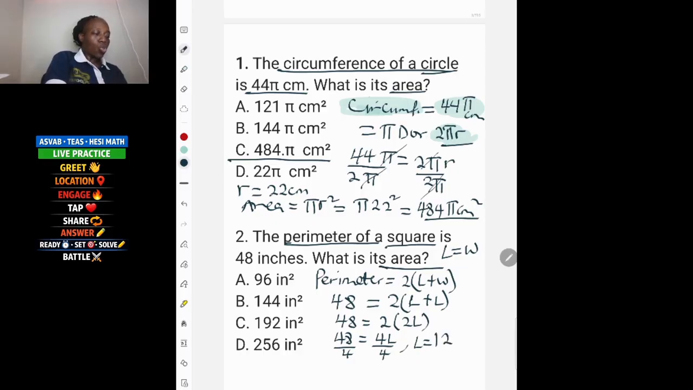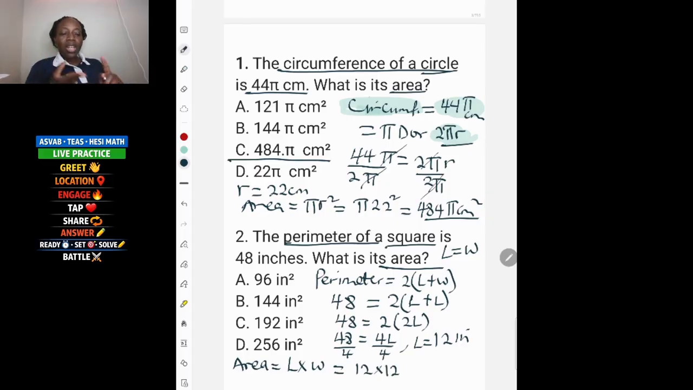So that will be 12. That will be 12 inches. So length here is 12 inches. Let's now go for area. What is area now? Area is length times width, which is what? 12 times 12. Remember, both the length and the width will be the same because we are working on a square, right? That's just like L squared, which will be 144 inches squared. And the answer is B.